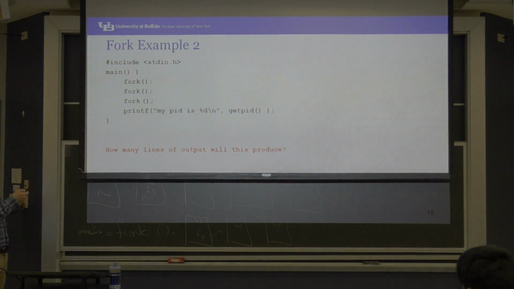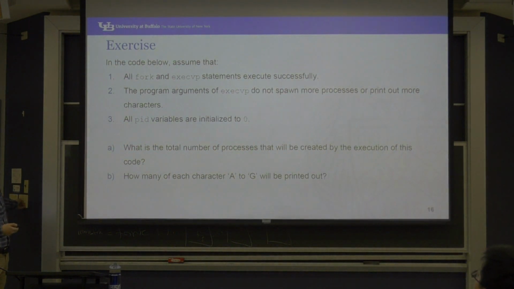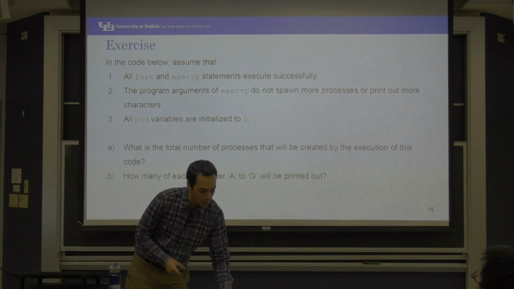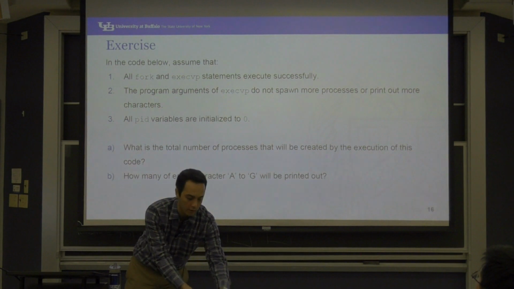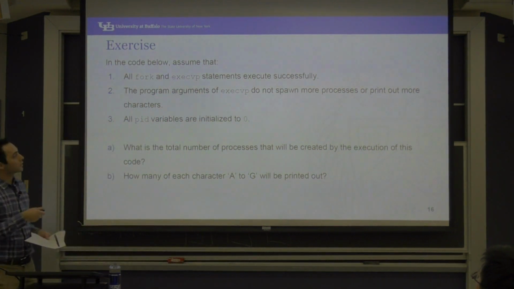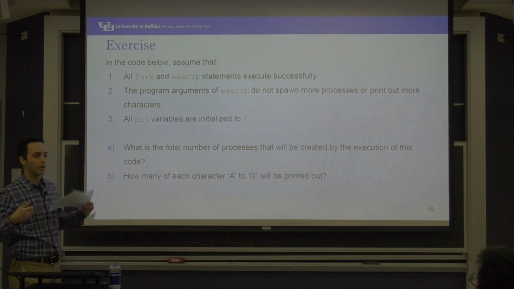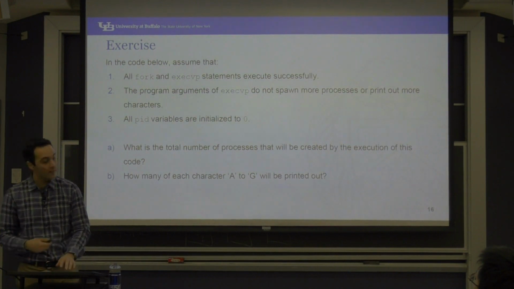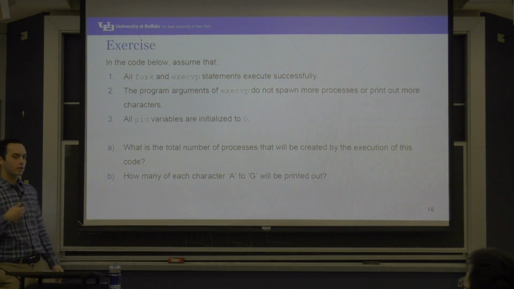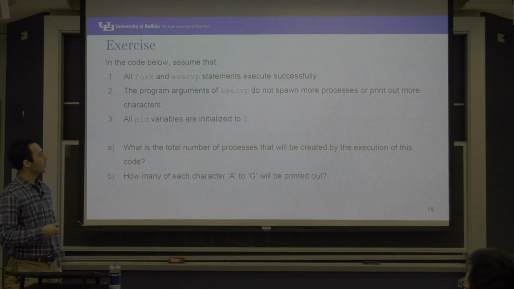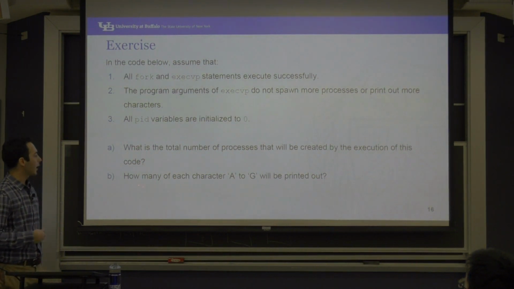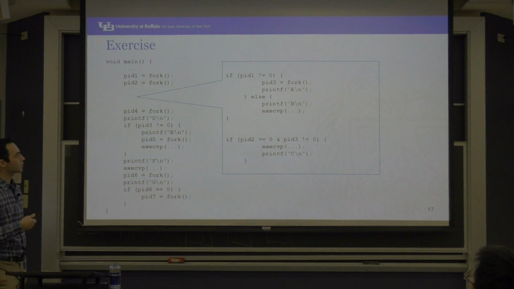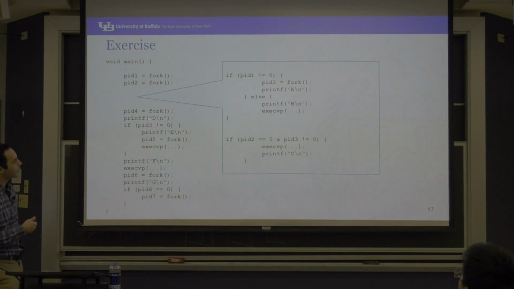So next, I'm going to show you an exercise. In the code below, assume that all forks and execvps run successfully, and there's no error. The program arguments do not spawn more processes or print out any more characters. So that PDF reader doesn't do anything that we care about or print out anything. All the PID variables are initialized to 0. What is the number of processes that will be created, and how many of each of the characters will be printed out? So this is the code, right? Just because of the space, just continue here and then come back, okay?